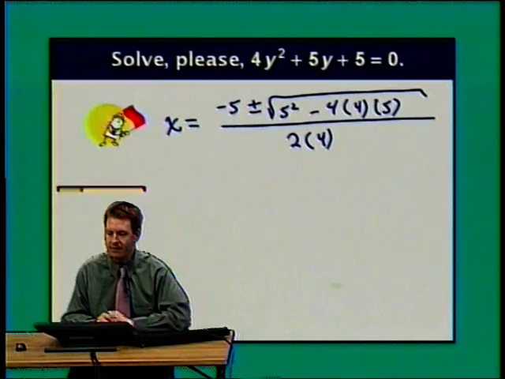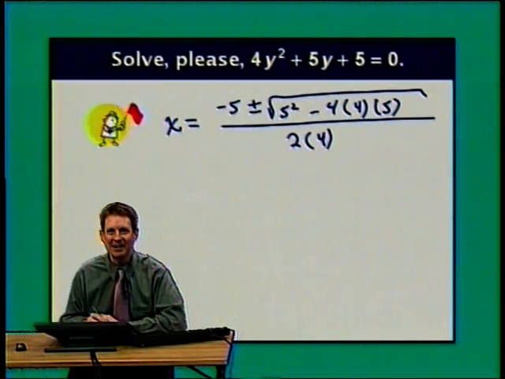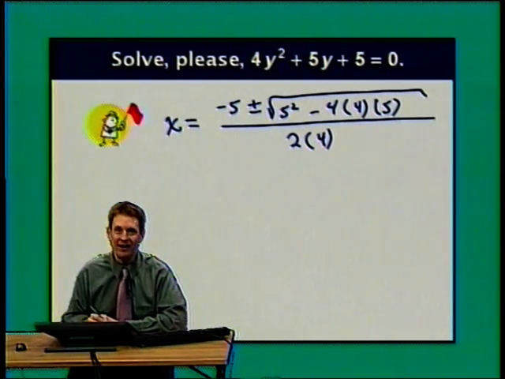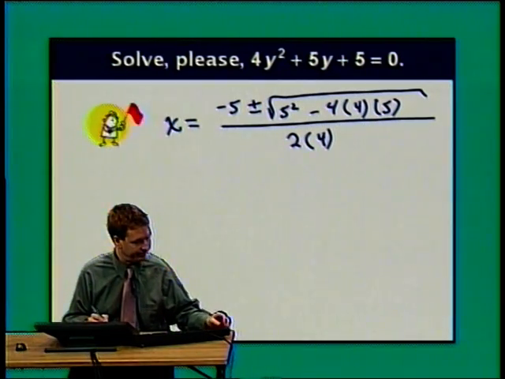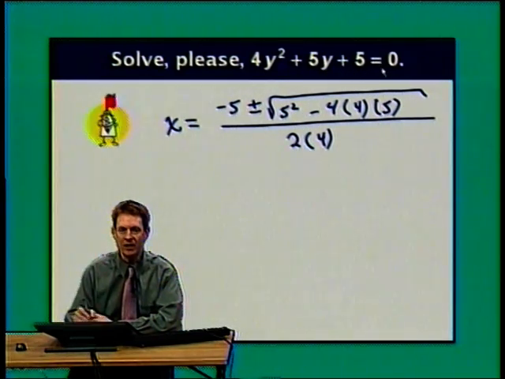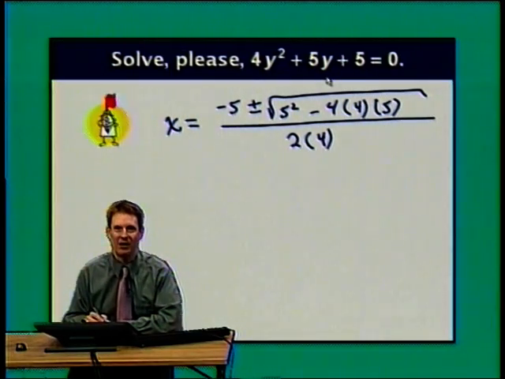So let's simplify. Looks to me like somebody's trying to get my attention. I wonder what's up with that. Can you see what this guy's deal is? Oh, I see what it is. Look at my equation. My equation is 4y squared plus 5y plus 5 equals 0. And I'm saying what x equals. I don't see any x's in my equation, so x doesn't equal anything in this problem.